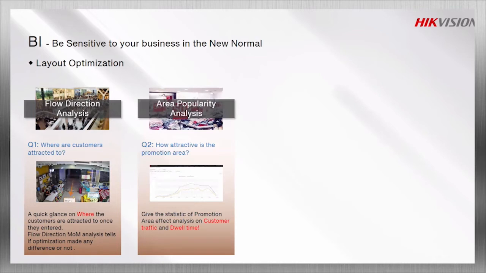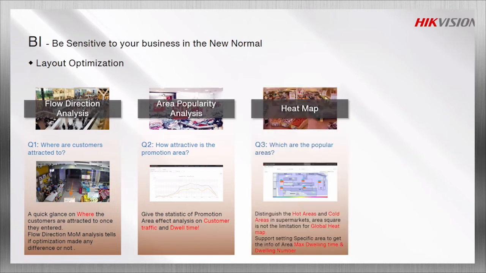The second question is how attractive is the promotion area? Because we know promotions are made any time in a retail. So we can use the idea of area popularity analysis to generate statistics of the customer traffic and also the dwell time. Let's say from this month, we made a promotion in this area, and finally we found the customer traffic in this area increased, let's say 20%, and the average dwell time of people in this area increased 50%. Then with these numbers, we know we are doing proper promotions.